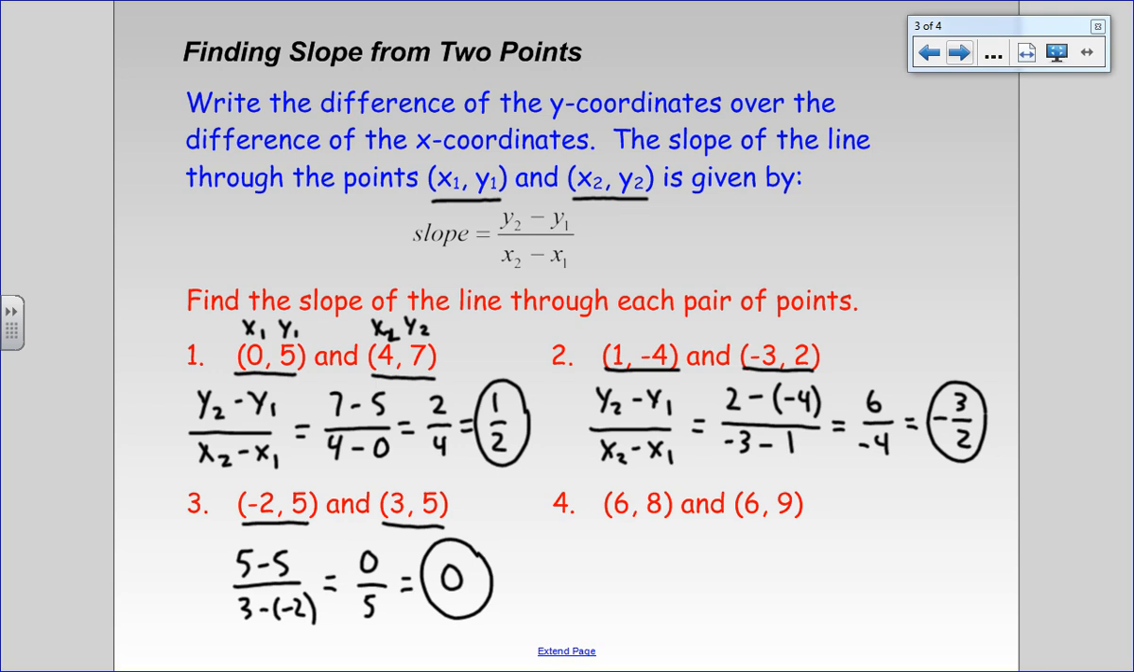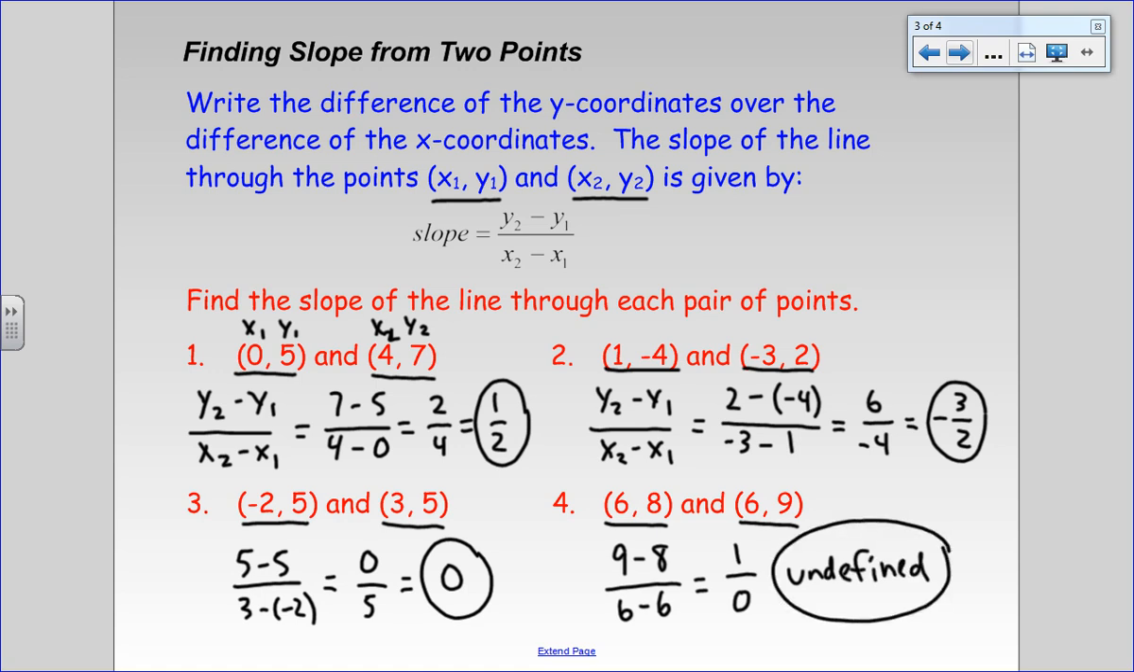Finally, example 4, the points (6, 8) and (6, 9). Y sub 2 minus y sub 1 over x sub 2 minus x sub 1 leads us to the fraction 1 divided by 0. This expression is undefined, so we say the slope of this line is undefined, which means that it is a vertical line.